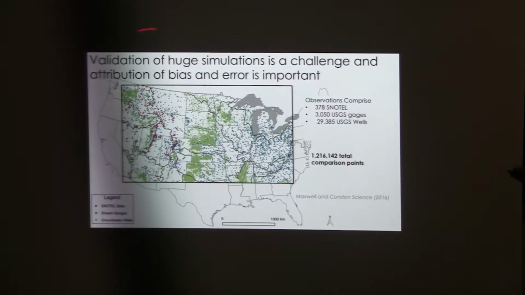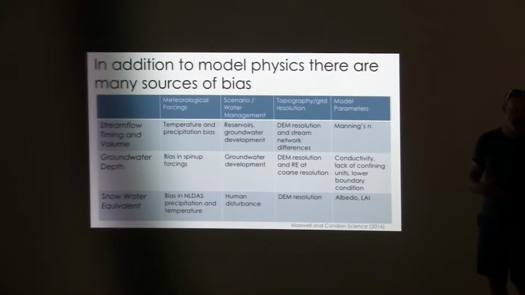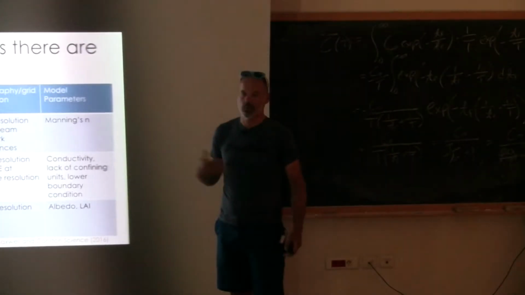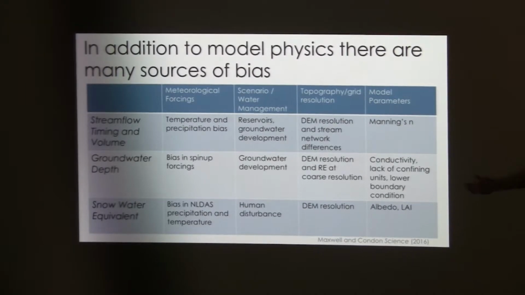So we pulled together a validation data set of about 1.2 million comparison points: snow, streamflow, and groundwater wells. I'm just going to touch on this. Again, input data could be a whole discussion, and validation, or what I like to say is comparison to observations, is a whole other discussion. What's really important is that we didn't want to say the model was right or the model was wrong. Because depending on how you look at this, you could say the model's right, the model's wrong, and that's not really productive. That's not really helpful. What we really wanted to do was say, OK, we know the model's going to be wrong. We know the model's going to have bias. What are our sources of bias in the simulation?